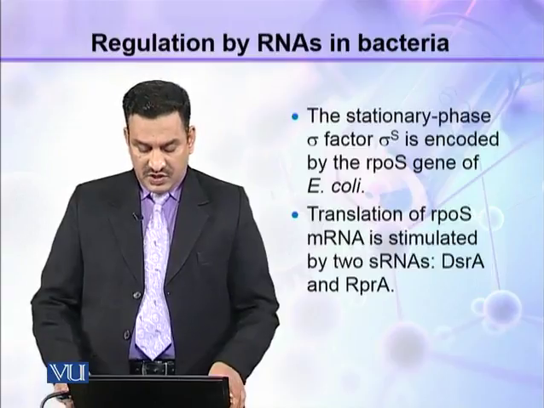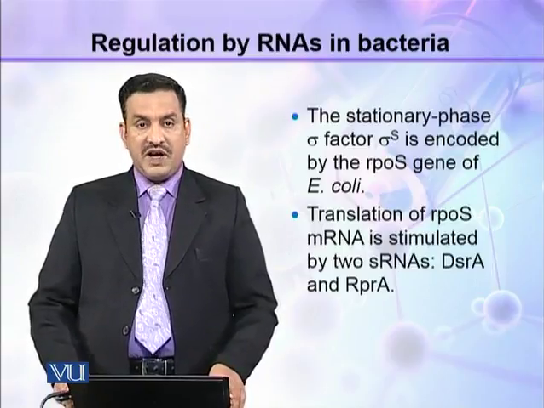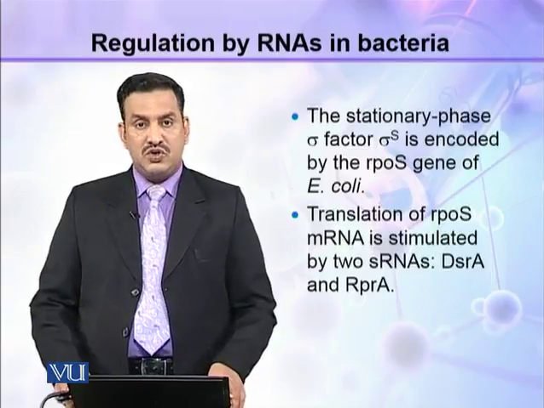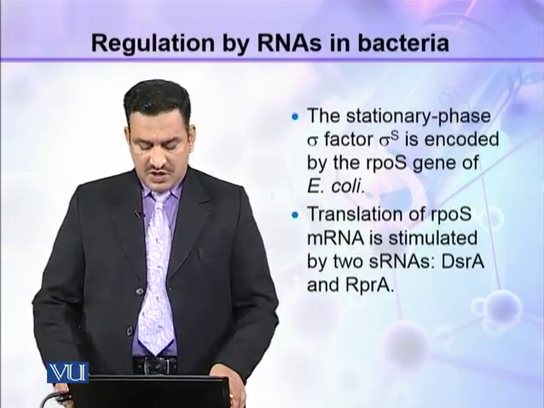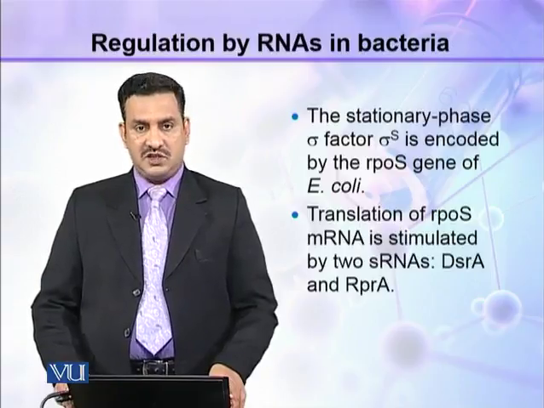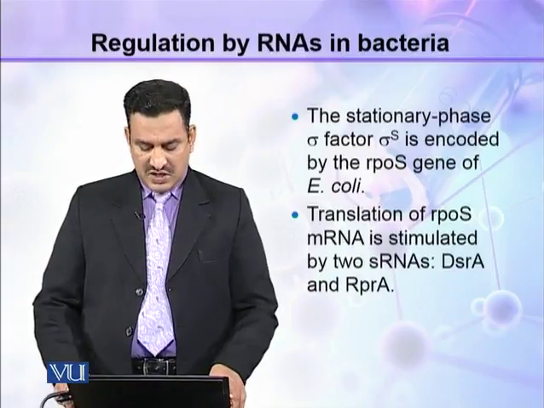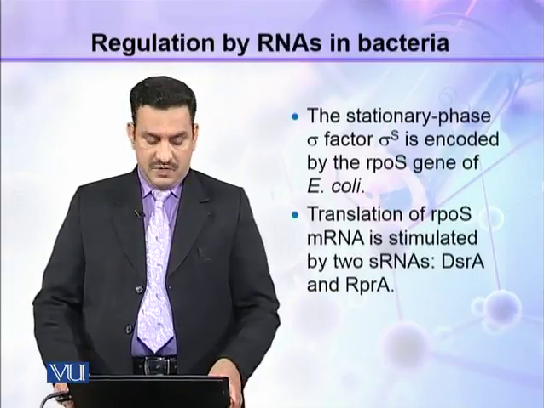The stationary phase sigma factor, sigma S, is encoded by the RPOS gene of E. coli. Translation of RPOS mRNA is stimulated by two sRNAs, that is DSRA and RPRA.